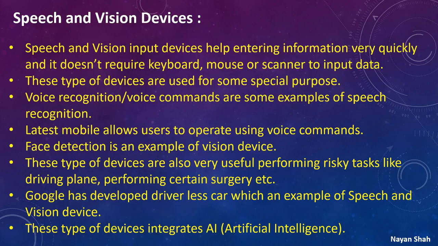You know that in mobile there are many applications through which you just give a command, call daddy, so your phone will automatically start calling your daddy. So that is voice recognition. Face detection is also an example of vision device, and you know that using face detection you can unlock your mobile. These types of devices are also very useful for performing risky tasks like driving a plane, performing certain surgery, robotic surgery, or Google car. All these are through speech and vision devices.